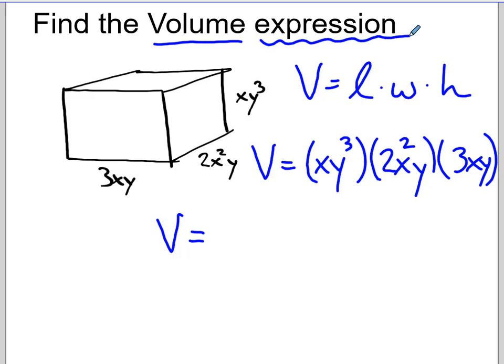So if we multiply these 3 parts together, I'm looking at 2 times 3 is 6. I'm going to multiply x's together now, and if you need to, put the little 1s as placeholders on all of the single variables. So I have 1x, 2, 3, I have 4 x's that are multiplied together, and I have 3, 4, 5 y's that are multiplied together. So the expression for the volume of this rectangular prism is 6 x to the 4th, y to the 5th.